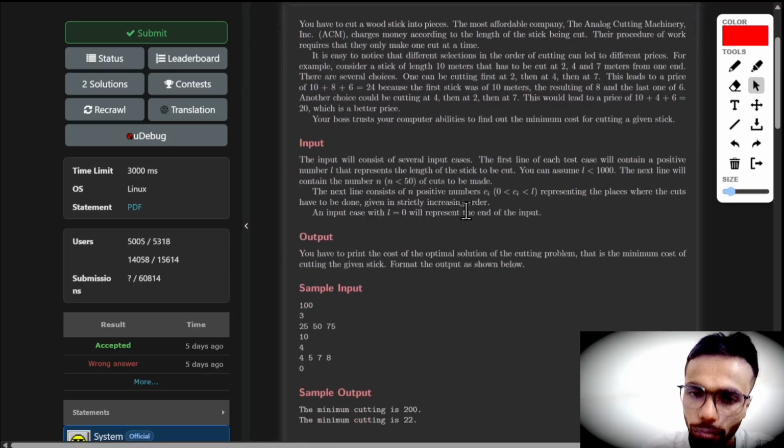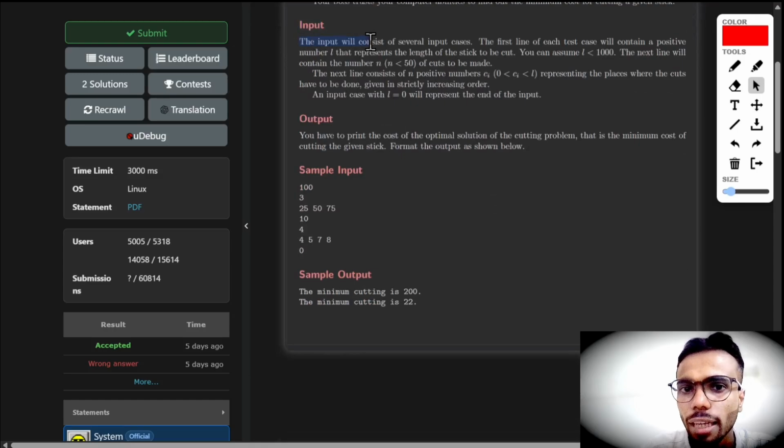And what is the input format here? The input will consist of several input cases. The first line of a test case will contain a positive number L that represents the length of the stick being cut. And we can assume that L is less than or equal to 10 to the power 3. And the next line will contain the number n, that is n is less than or equal to 50, of cuts to be made.